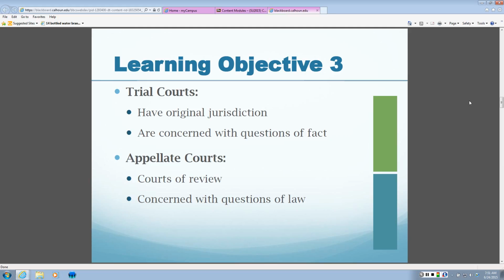So trial courts are where they find you guilty or not guilty. Appellate courts are where they look at errors committed during a trial to determine whether or not those errors were bad enough that they tainted the jury or the decision that the jury made.